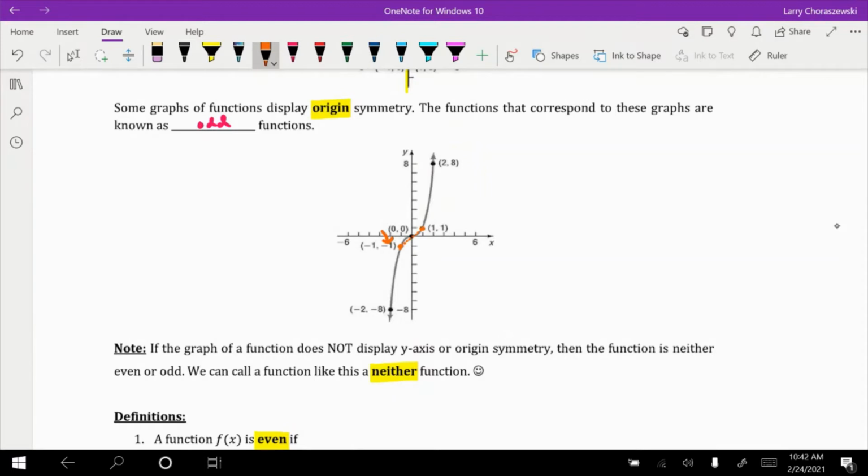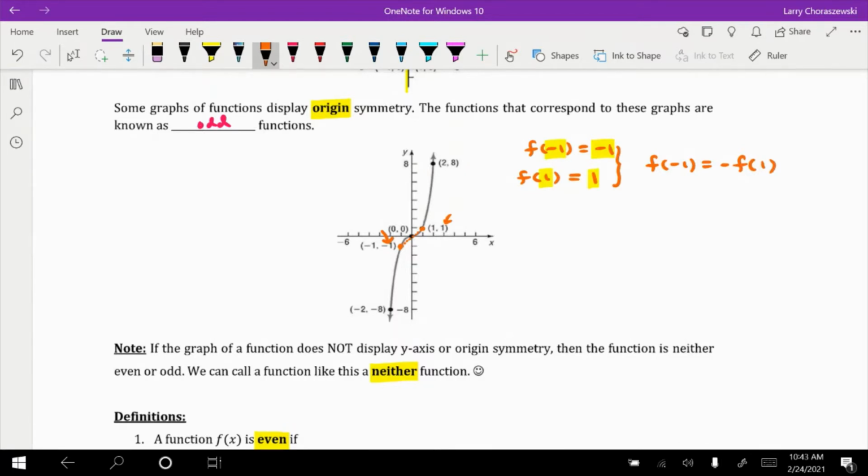That y value of negative 1 is what f of negative 1 is equal to. And then this y value of positive 1 is what f of 1 is equal to. And notice how these y coordinates are opposites of each other, and so are the x coordinates. So the x coordinates and y coordinates are opposites of each other. So here's something that we could say about this. f of negative 1 is equal to the opposite of f of 1.